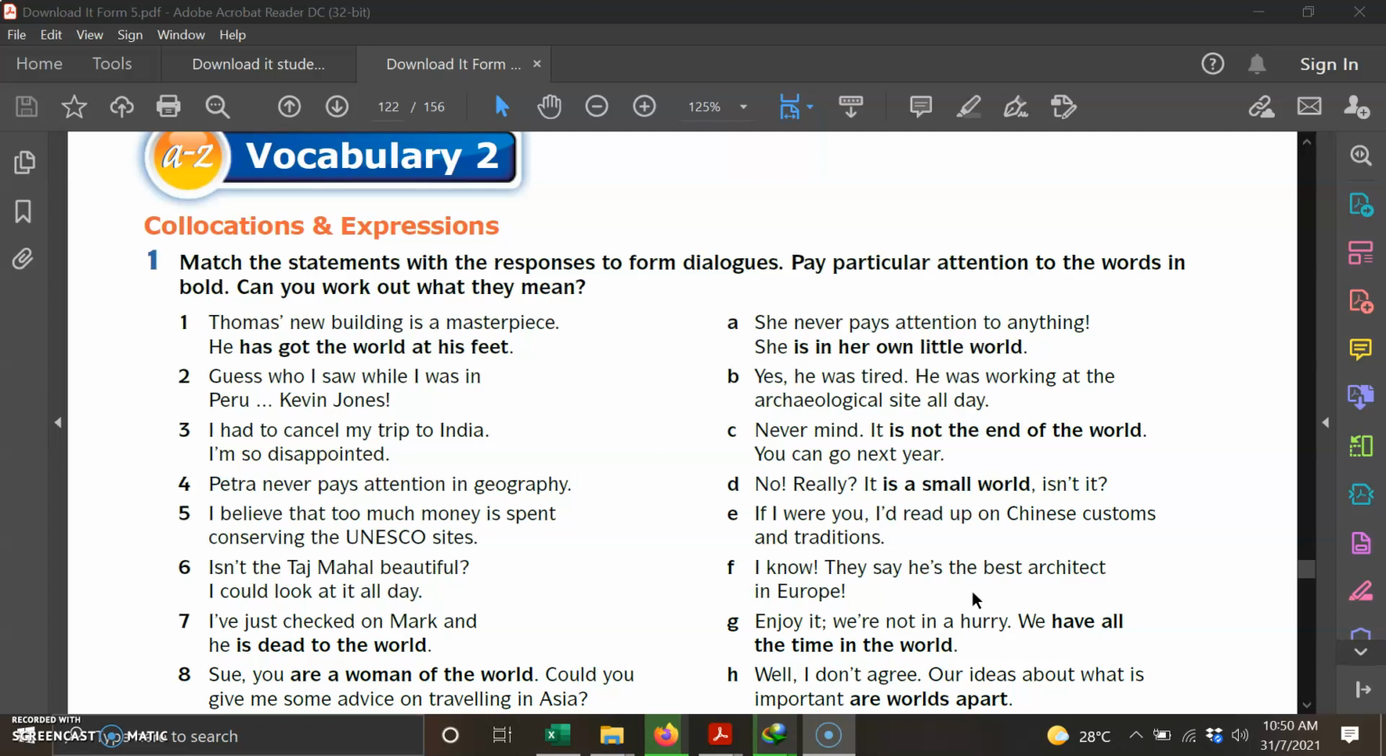Let's try number 1 first. Thomas' new building is a masterpiece. Bangunan baru yang direka oleh Thomas adalah satu masterpiece. Masterpiece means benda yang hebat, sesuatu yang hebat. Okay, he has got the world at his feet. Dia telah berjaya menguasai dunia. Dia jadi termasyhur. Dia jadi terkenal kerana ciptaannya ini.